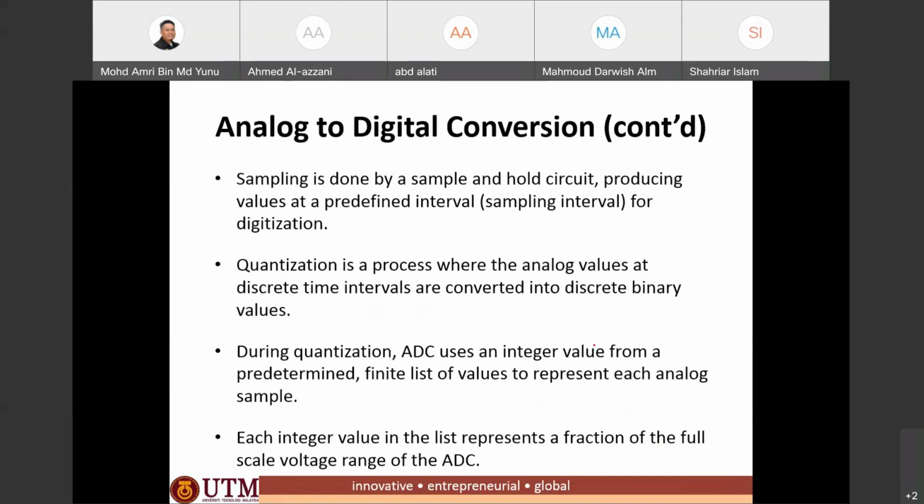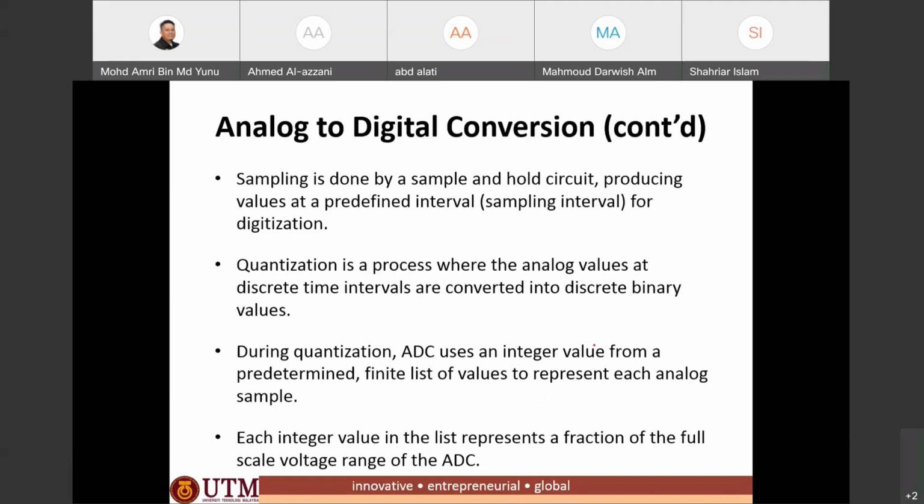So there are some parts in the analog to digital circuit, like the sample and hold, which holds the voltage value at a certain time during the conversion process. Quantization is a process where the analog value at discrete time is converted into a discrete binary value.